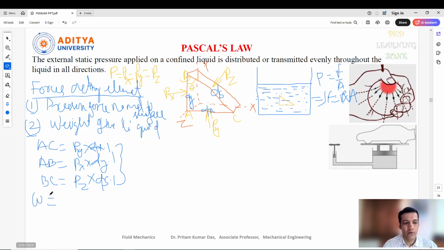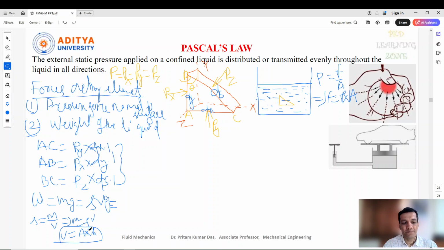We know that W equals mg, the weight of the fluid element equals mg, and density of the fluid equals mass by volume. So mass equals rho into v, density into volume. In place of m, we can write rho into v. Now volume v is the volume of the element, so we can write the area of the fluid into the thickness, or area into height.